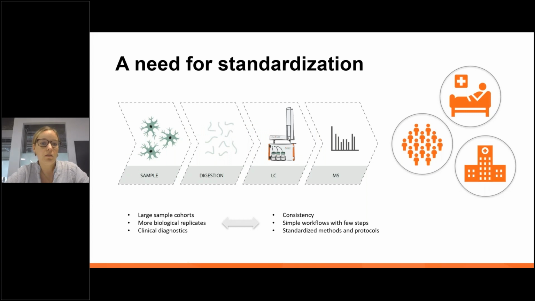So a typical workflow in proteomics would be a sample which would be digested and then separated by the LC and analyzed by the MS. And I think what we all would like to do with faster gradients is that we can now analyze large sample cohorts, where we can include more replicas, more conditions, and also go towards clinical proteomics and ultimately clinical diagnostics.